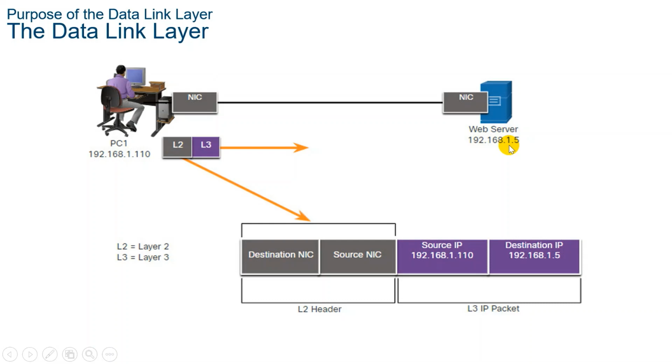Now the source MAC address here pertains to the MAC address of PC1, so that would be the source NIC. The destination NIC is, of course, whoever is connected to it. For example, if you have a router in between, then that would be the destination NIC.